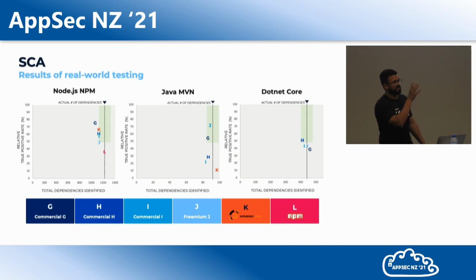Java obviously is the best. It's in the sweet spot. It's doing great. And then the dependency check, it wasn't able to find all of the dependencies that were in the app, and it was a little bit lower on the true positive rate. But it is free.